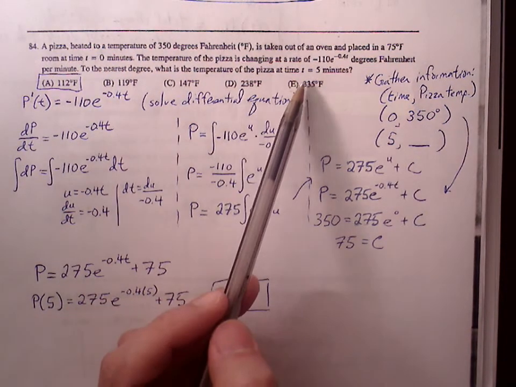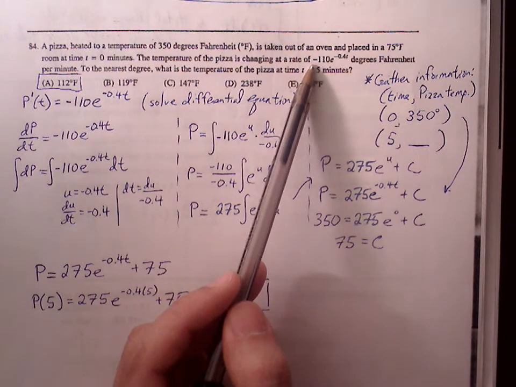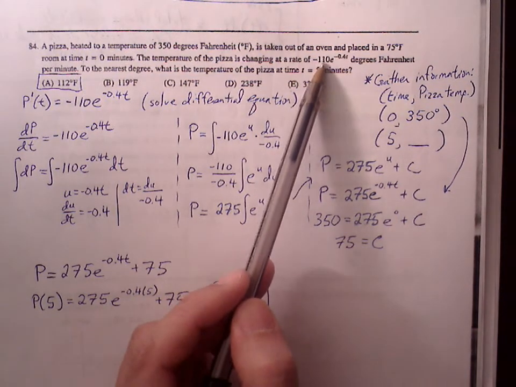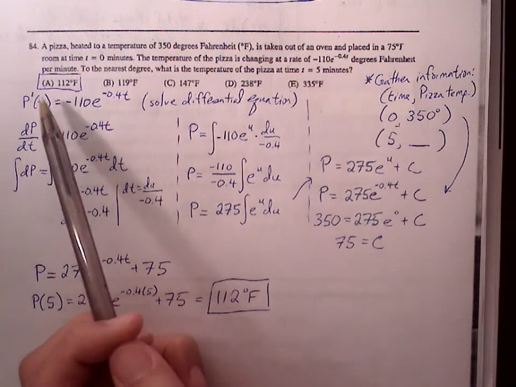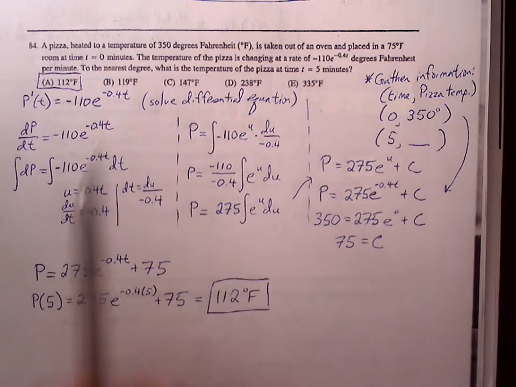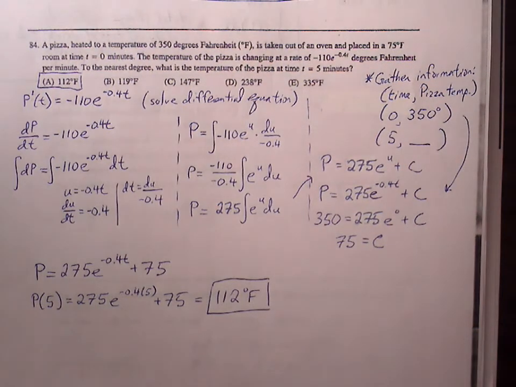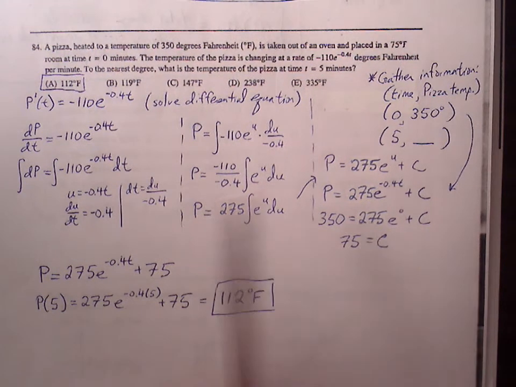So the equation or the function given to us, the expression given to us, is a rate of temperature. It's not the temperature itself, it's the rate of change of temperature. So we're going to call that P prime. So P prime is negative 110 e to the negative 0.4 t. I'm trying to get to our position function, our temperature function, pizza temperature function, so that we can use these ordered pairs.